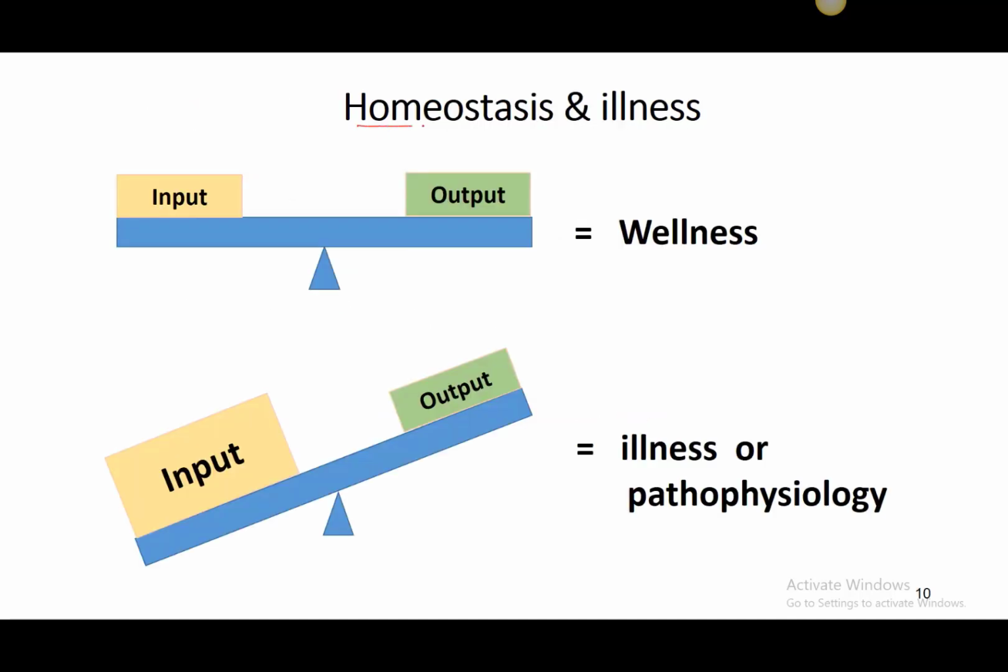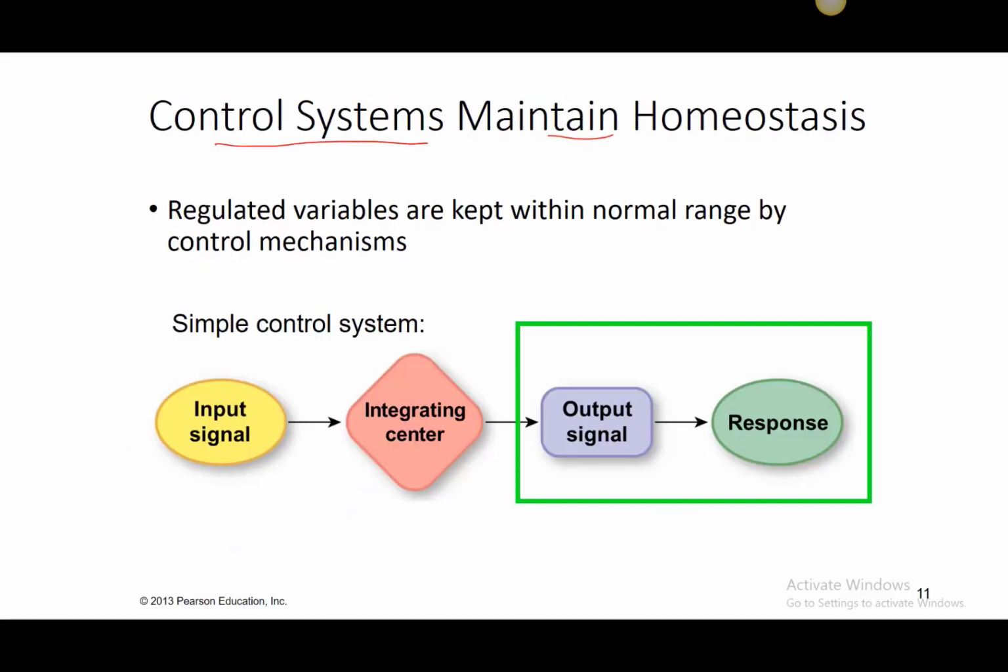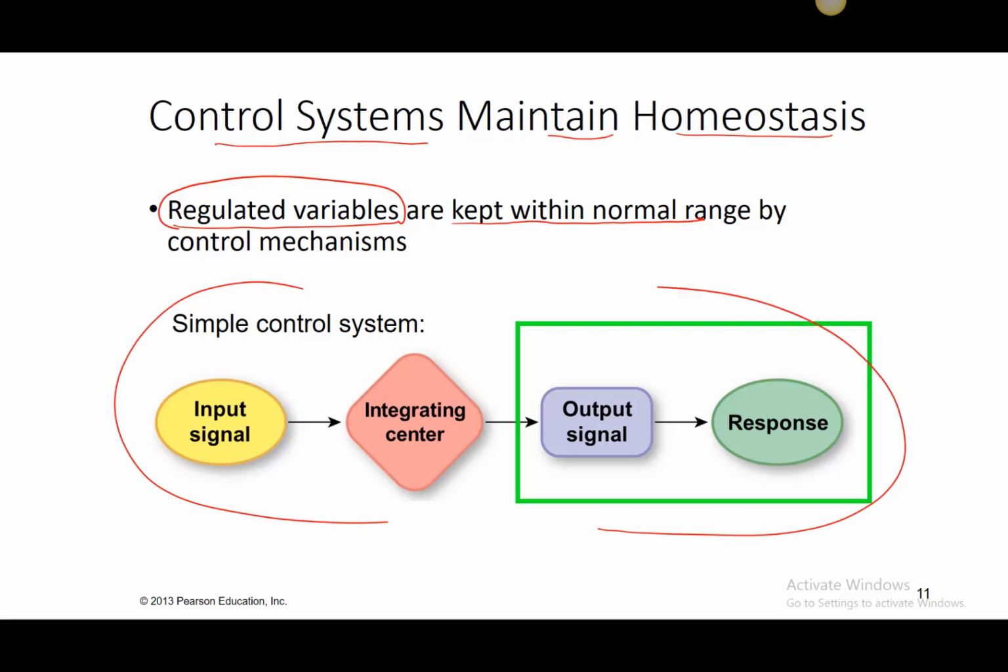The relationship between homeostasis and illness is that when the input is equal to the output, there is wellness. If input and output are imbalanced, there is illness or pathophysiology. Control systems maintain homeostasis. Regulated variables are those variables that have to be kept within normal range by the controlling system. What are regulated variables?